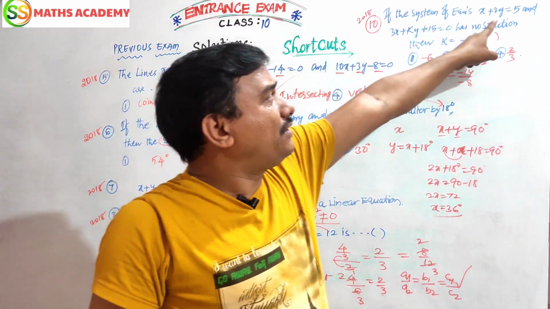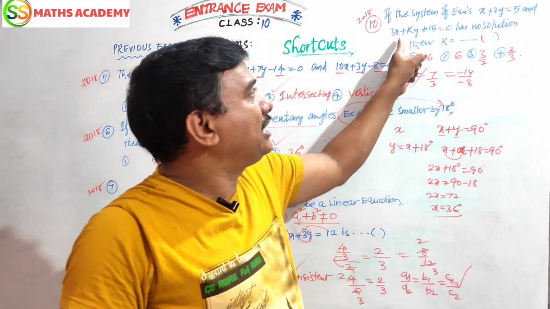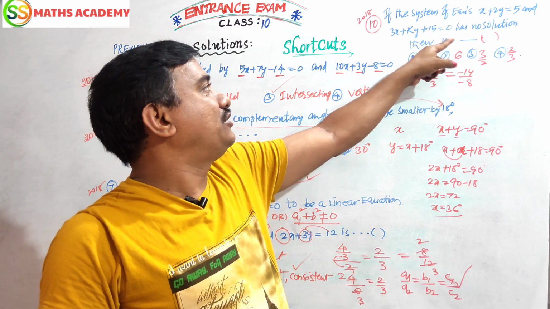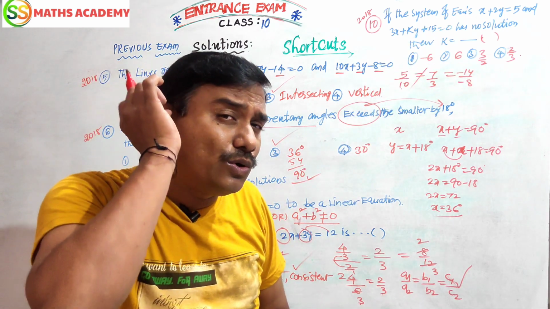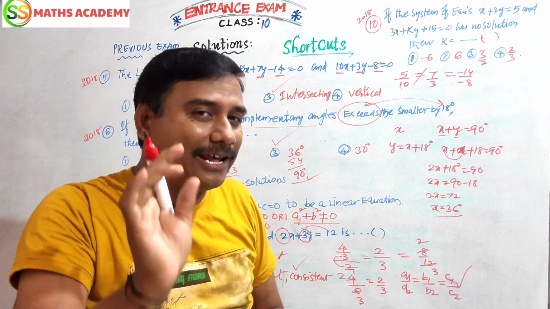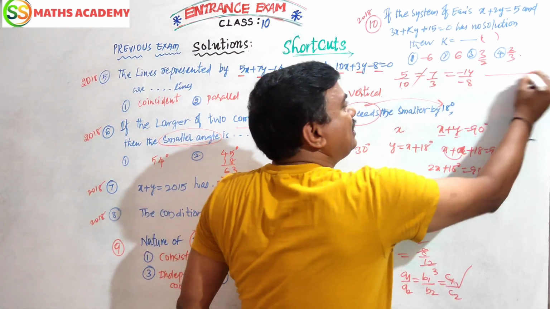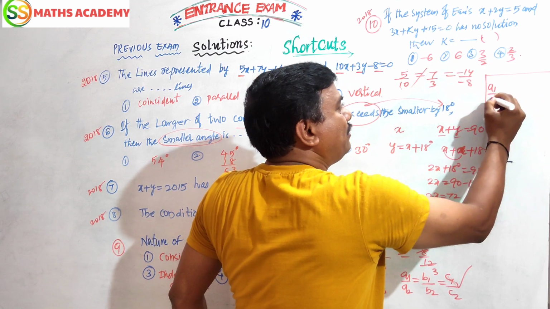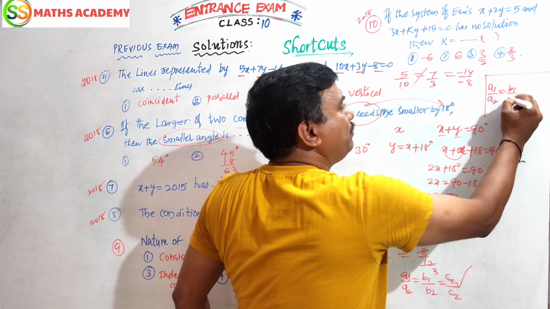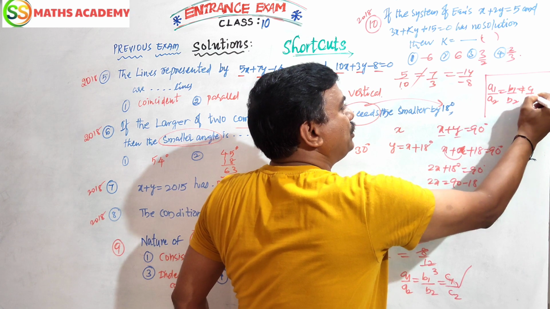If the system of equations x plus 2y equals 5 and 3x plus ky plus 15 equals 0 has no solution, oh, parallel lines. Immediately think like that. What is the condition for parallel lines? a1 by a2 equals b1 by b2 not equal to c1 by c2.